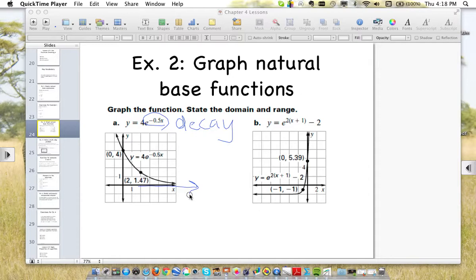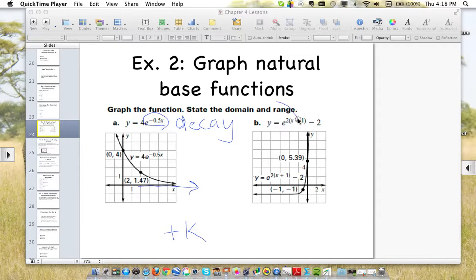The same ideas of having an h and a k apply. So if you see anything being added to the x value, that's going to shift our graph over left or right. And if we have anything being added to the entire function, like a k value, that's going to shift our graph up or down. So the same rules of exponential functions still apply.